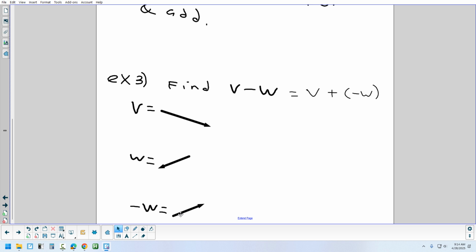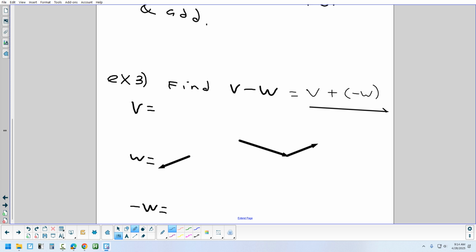Now, we're going to take v and we're going to add negative w. So take v and put negative w on the end of it. That's v minus w. And then the last thing is just to connect it. I'm a little off, but not. That's pretty good. That's v plus negative w. Make sure you make your arrowhead big enough so you can see it too. All right, that's subtraction. Any question on that one?